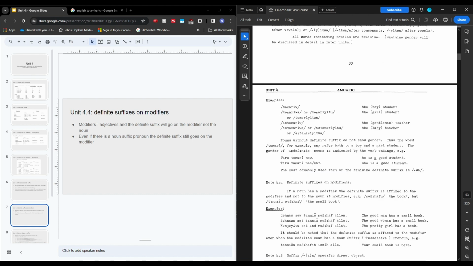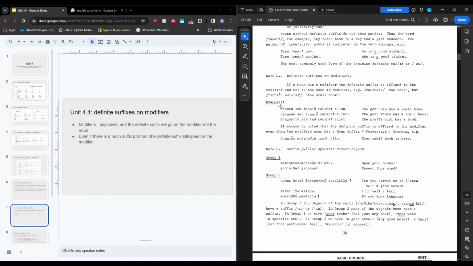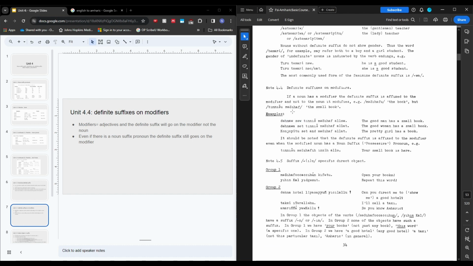And then allo, I don't know if you remember from up here, it means he has, and it's based off of the word ale for there is. So we're saying denaso, because again this has the definite suffix on it. The good man, small book, he has. The good man has a small book. Denawa is using the feminine definite suffix. So the good woman, which is seit, tinish masaf, and then alat is she has. So the good woman has a small book. Konjo yitu, konjo means beautiful. Yitu is the feminine definite suffix. Seit just means woman. Andamisaf is like saying one book or a book.